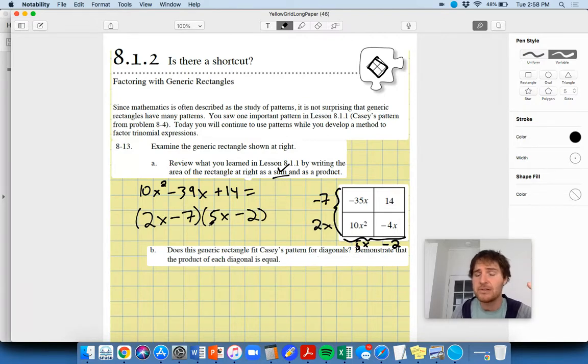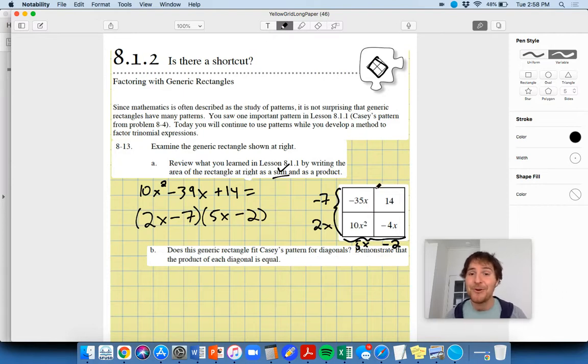Here, this is a product of binomials. These two terms times these two terms actually equals these three terms right here, this trinomial with no parentheses, written in standard form. So 10x squared minus 39x plus 14 is equivalent to 2x minus 7 times the quantity 5x minus 2, and that's that. This was pretty easy to factor.